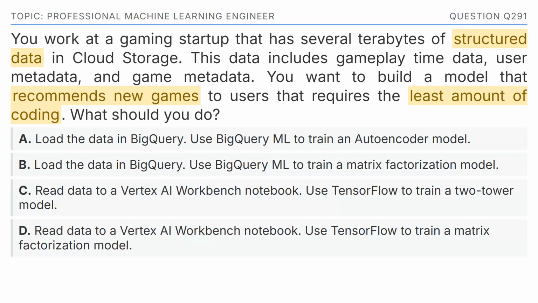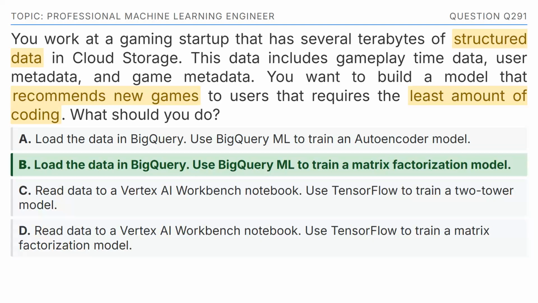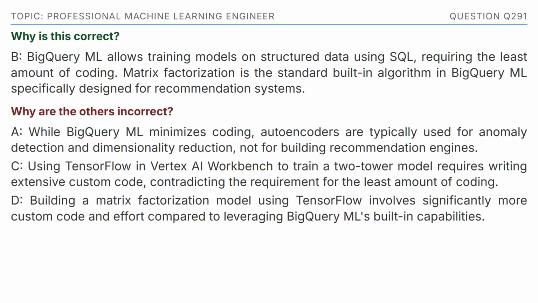To arrive at the correct answer, we focus on the keywords: structured data, recommends new games, least amount of coding. The correct answer is option B, load the data in BigQuery. Use BigQuery ML to train a matrix factorization model. Why is this correct? B. BigQuery ML allows training models on structured data using SQL, requiring the least amount of coding. Matrix factorization is the standard built-in algorithm in BigQuery ML specifically designed for recommendation systems.